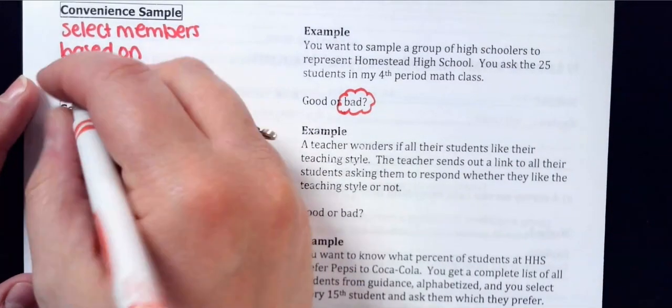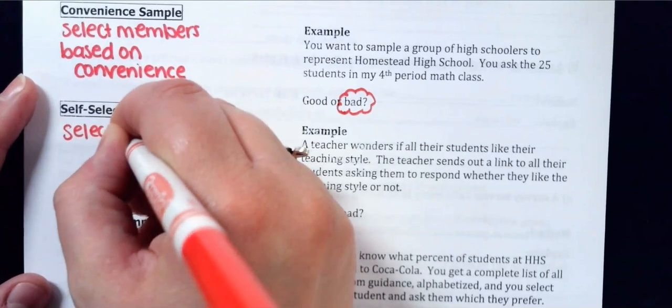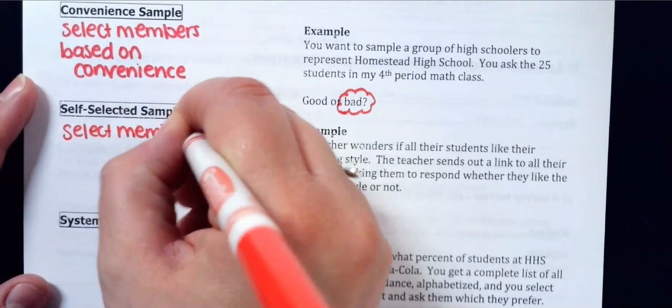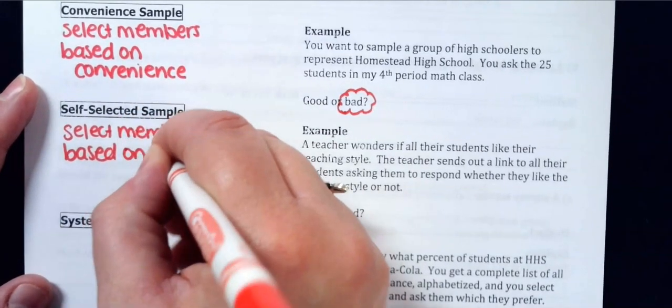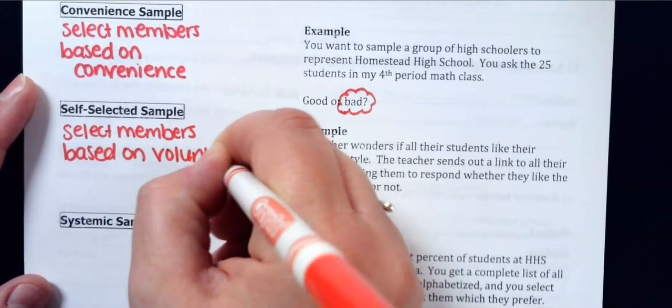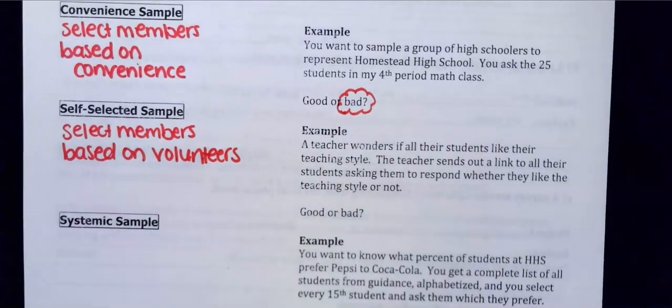So this is basically you select members based on volunteers. I'm sure you get surveys and other stuff sometimes. You don't have to respond to it. So self-selected is basically the person's choice to respond or to volunteer to be part of the survey or study or whatever you're working with.